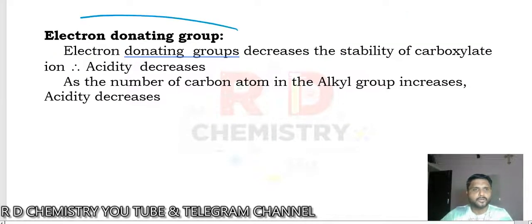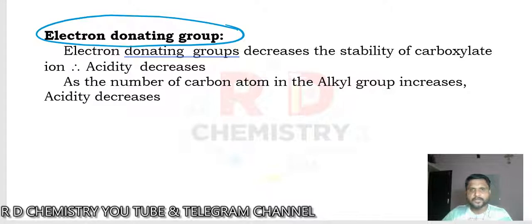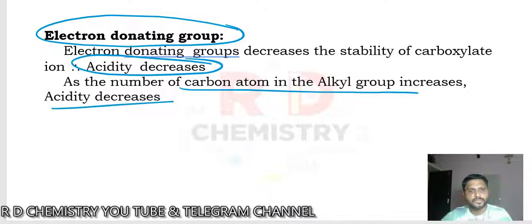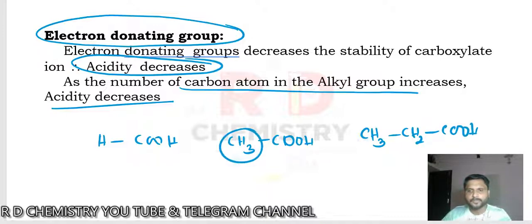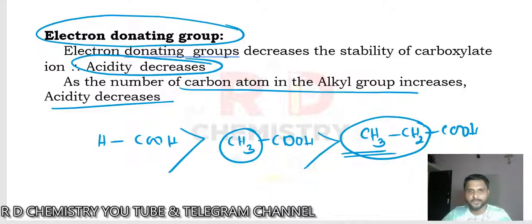Let us see what these electron donating groups will do. Electron donating groups decrease the acidic character, and as the number of carbon atoms in the alkyl group increases, acidic nature also decreases. So compare the basic one, formic acid, then acetic acid CH3COOH, then let me take propanoic acid, CH3CH2COOH. So alkyl groups generally decrease the acidic character. As the number of carbon atoms increases, acidity still decreases. Formic acid is a stronger acid compared to acetic acid, compared to propanoic acid. Okay.